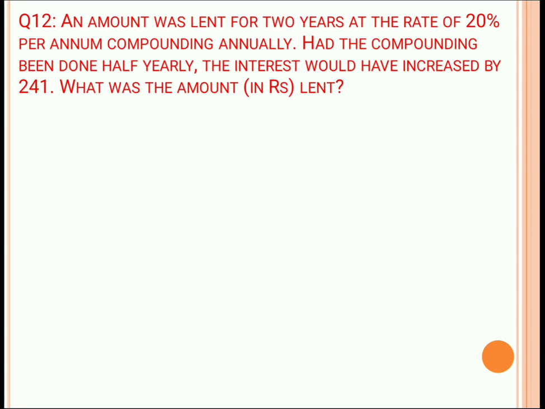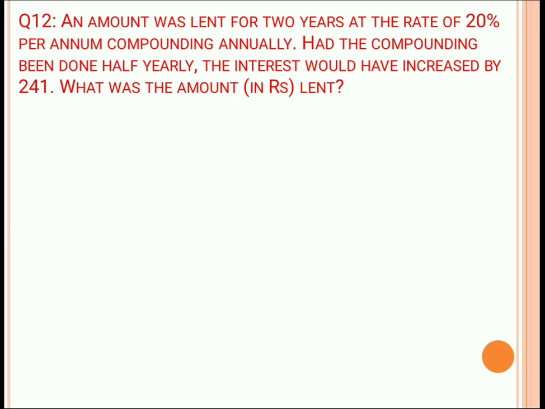Now let's move to the next problem. Question number 12. An amount was lent for 2 years at a rate of 20% per annum compounding annually. Had the compounding done half yearly, the interest would have been increased by 241 rupees. What was the amount lent in rupees?